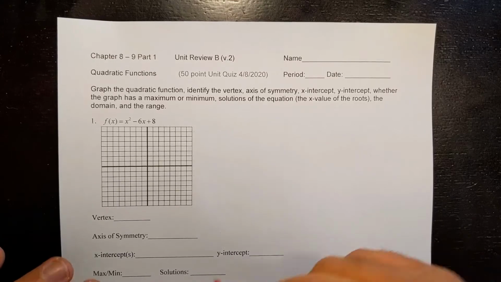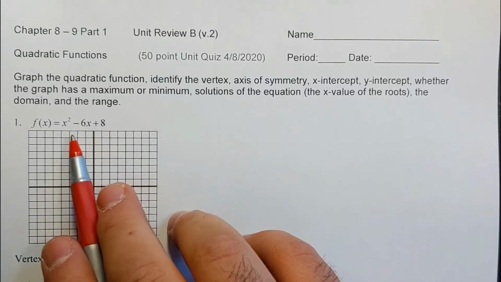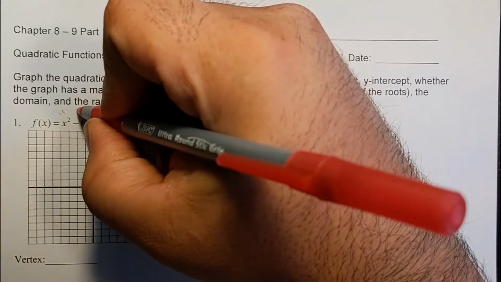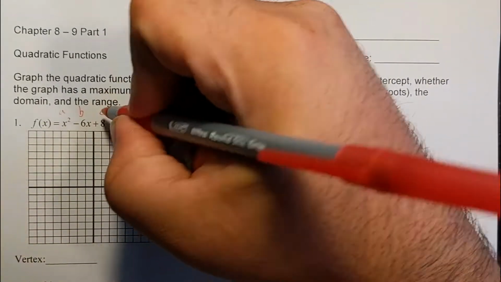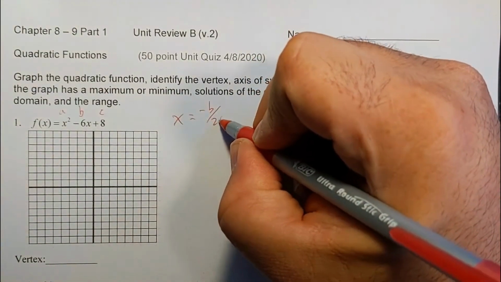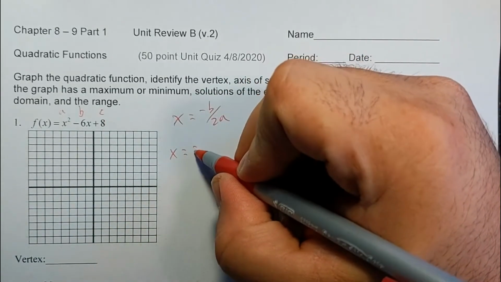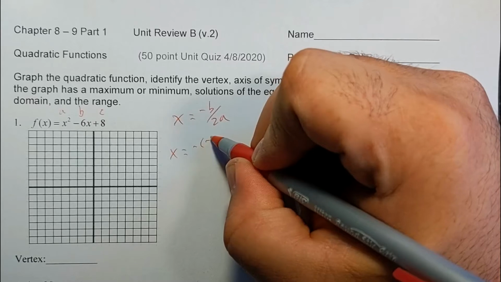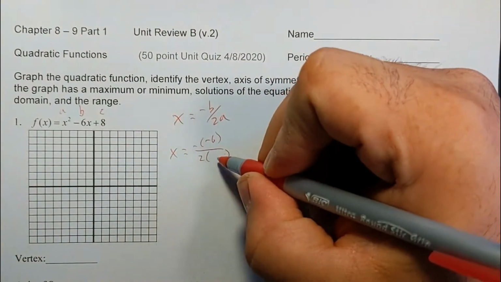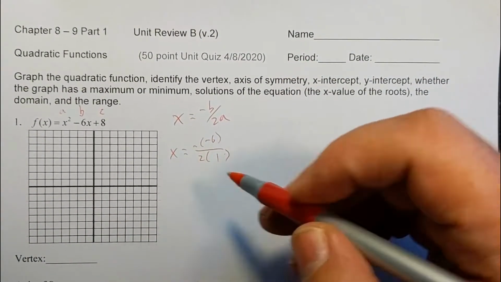So on the first one, this is already set up in standard form, and in standard form we know that A is going to be 1, B is going to be -6, and C is going to be 8. We're going to use the formula x equals -b over 2a, and our B value is going to plug in on the numerator. The A value is going to be substituted down here in the denominator. So we have -6, and then 2 times 1.